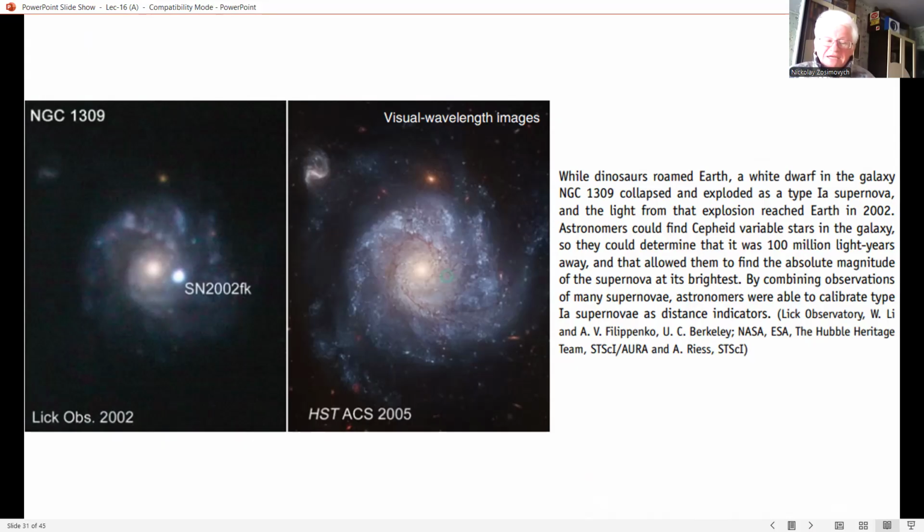From studies of many such supernovae, astronomers conclude that type 1A supernovae always reach the same maximum brightness, namely an absolute magnitude equal to about -19.5. Sorry, not minus, only -19.5. Negative, we have only our sun and more luminous.